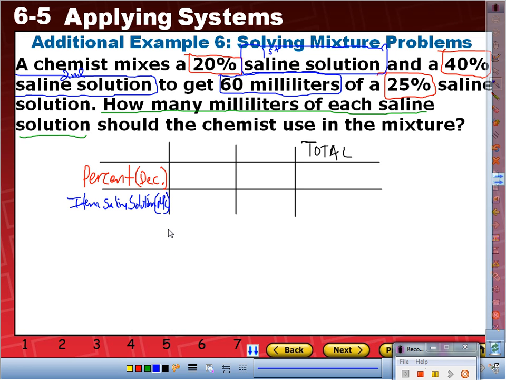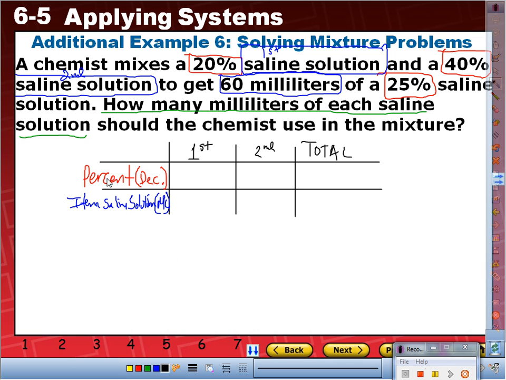You're going to write ml for milliliters. Are we there so far? Yes. All right, so let's start organizing ourselves. Here we go. This column will be for my first mixture. This column will be for my second mixture.